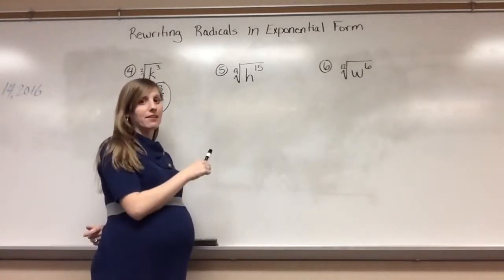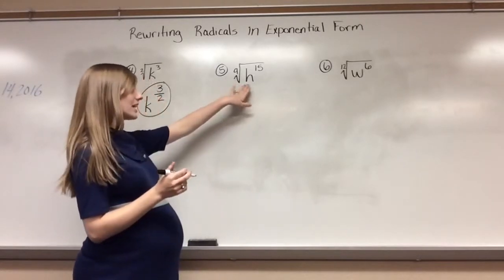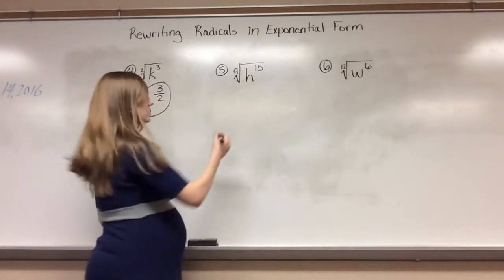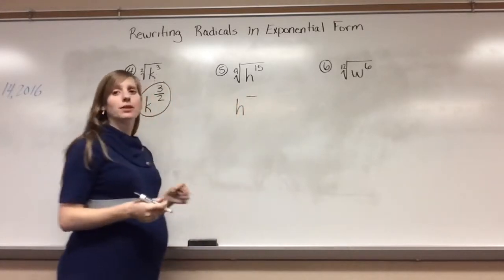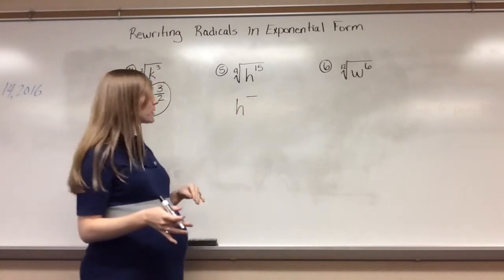For problem number 5, we have the 9th root of h to the 15th power. So our h is going to stay the same. And then we know the exponent is going to be a fraction, so I'll go ahead and put my fraction bar.